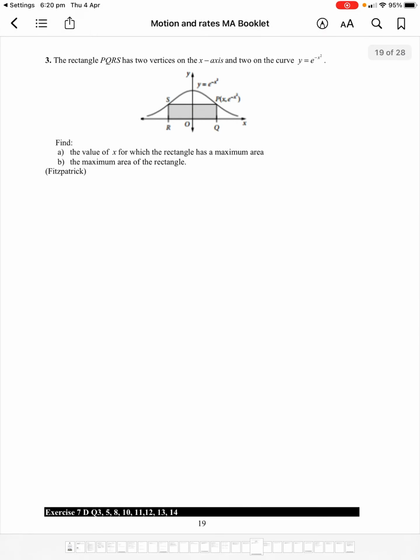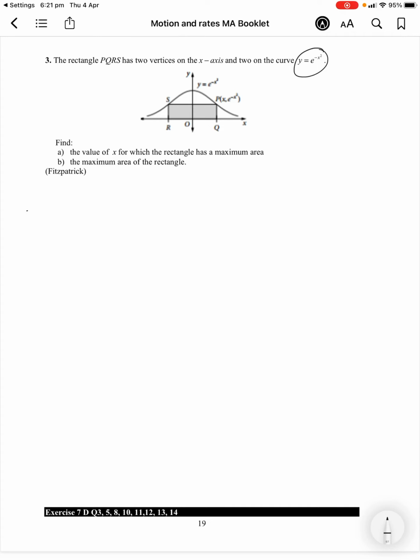All right, this is a special motion and rates of change part 2. It's a little bit of a harder question. It's getting us to think a little bit more. We've got a rectangle that has 2 vertices on the x-axis, and 2 on the curve y equals e to the negative x squared. We want to find the x value for which the rectangle has a maximum area.